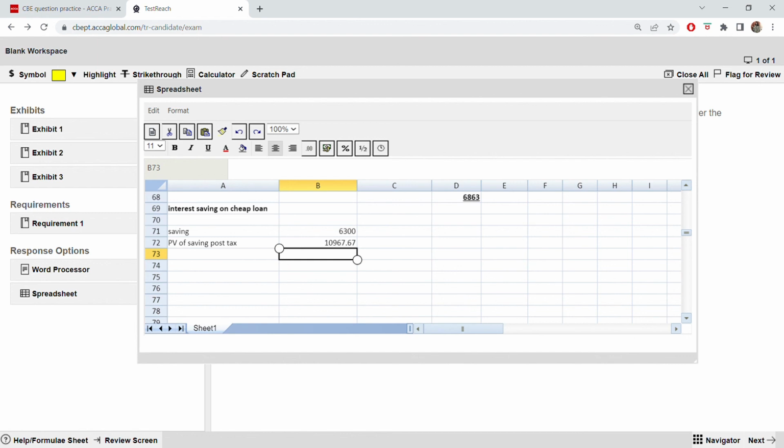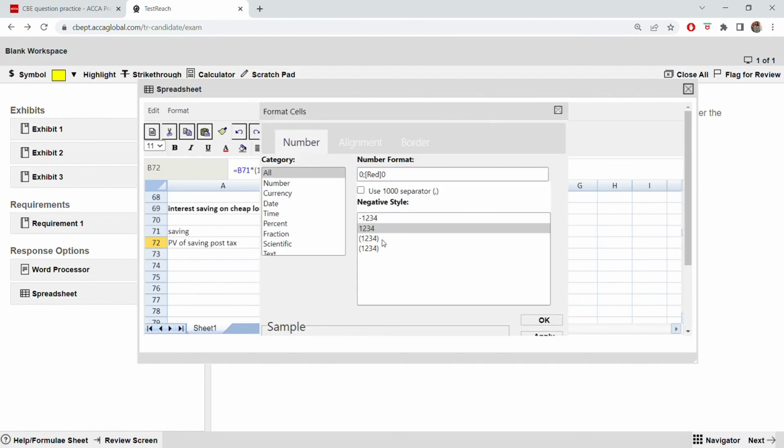So for annuity factor, you can always use a normal discount rate. Okay. This is the amount. Format the cell. This. Okay.